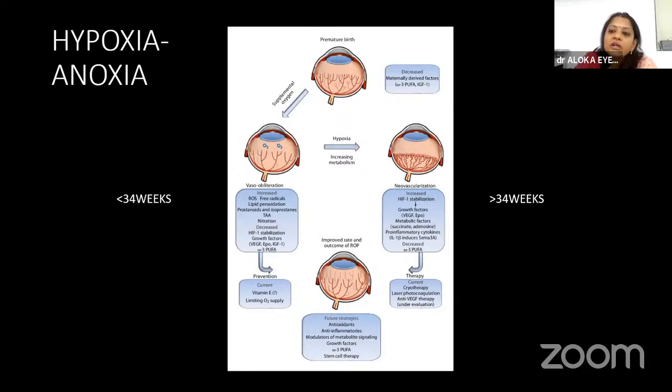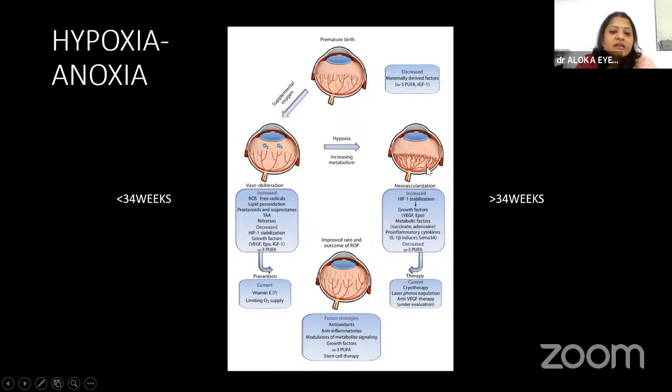So the body considers it a signal to drop the VEGF and drop the IGF-1. And this is what creates the problem. Slowly, when the VEGF comes back, it comes back threefold. An increase of VEGF, an increase of EPO, and an increase of IGF-1 factor happens, which causes vasoproliferation.